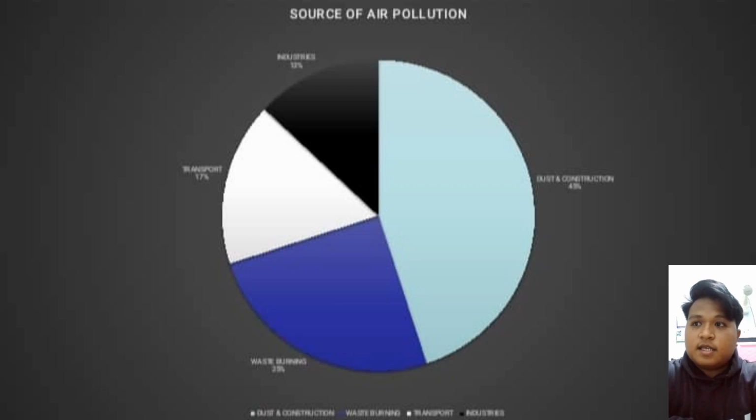The main source that contributes to air pollution is dust and construction, which is 45%. The other one is waste burning, which is 25%, and transport, which is 17%. And the least contributor is industries, which is 30%. So from this pie chart, the biggest contributor to air pollution is dust and construction.